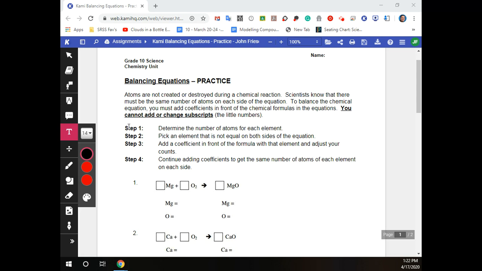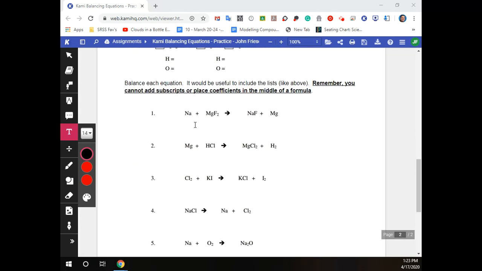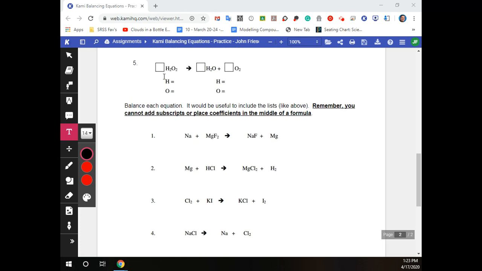Now, on this particular question, I've set it up so that you don't even need to identify them. I've identified them for you. On your own, you'll notice in the next part of the practice section that you do have to write them down yourself. It's provided for you here, but it's not provided for you there. For example, you'd have to write down Na, Mg, and F on this side, and Na, Mg, and F on this side.